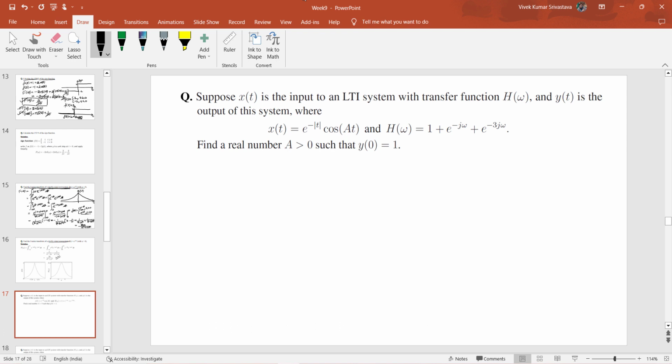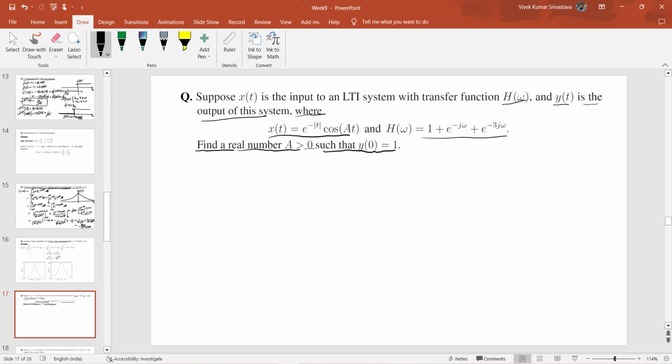the next problem states that suppose x of t is the input to a linear time invariant system with transfer function h of omega, and y of t is the output of this system, where x of t is defined as e raised to the power minus mod of t cos of at, and h of omega is defined by this function. Basically here we have to find the real number a, that is a positive value, such that y of 0 will be equal to 1.